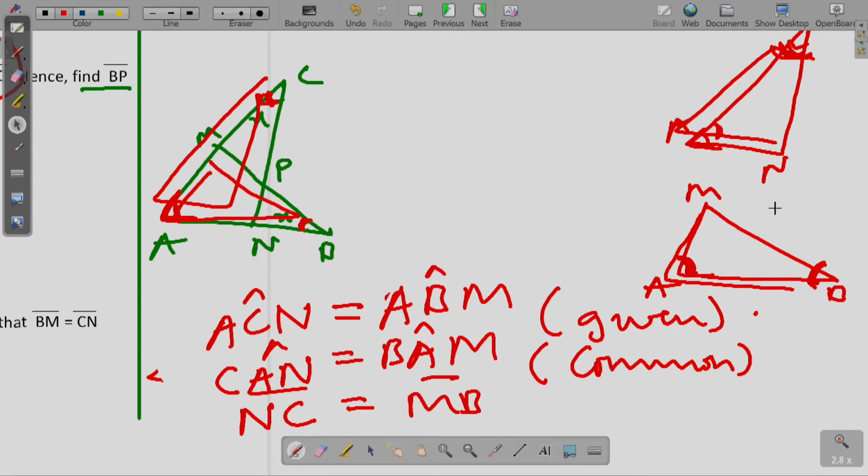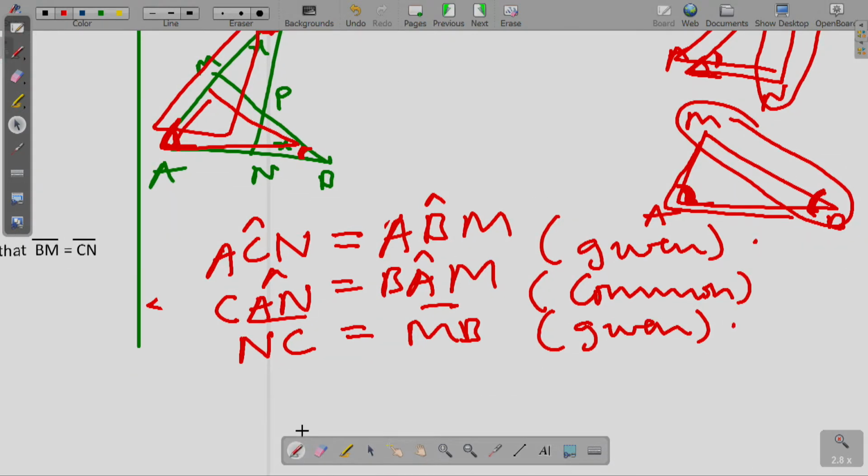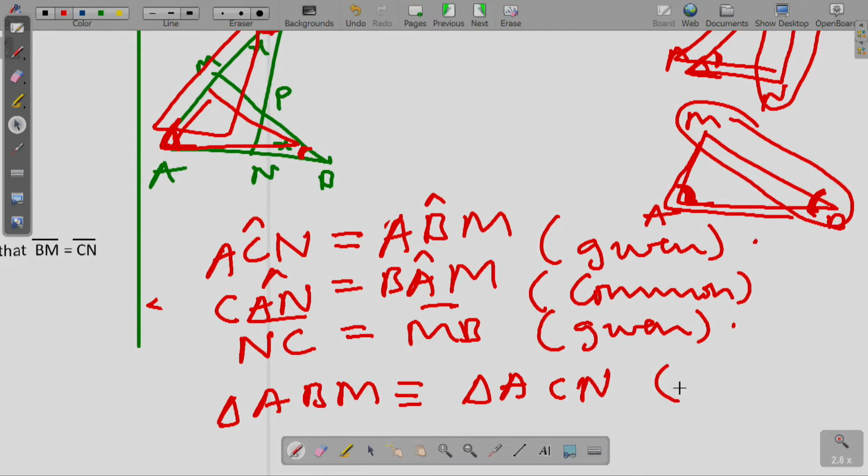Line MB is equal to line NC. This line is equal to this line. This is also given. Therefore we conclude that the triangle ABM and the triangle ACN are congruent because angle, side, angle, and side.